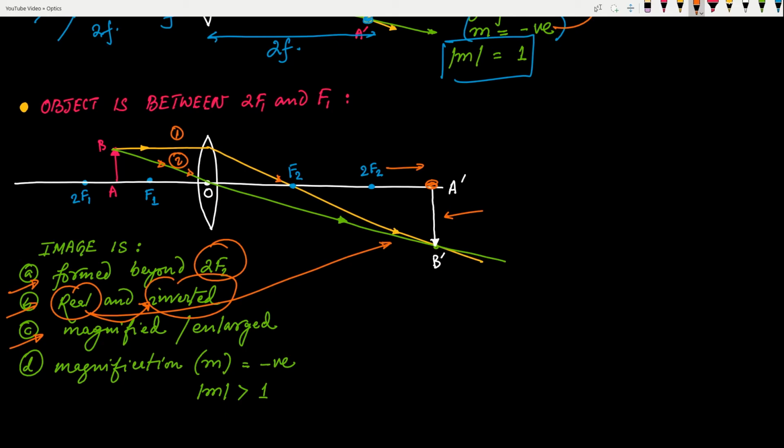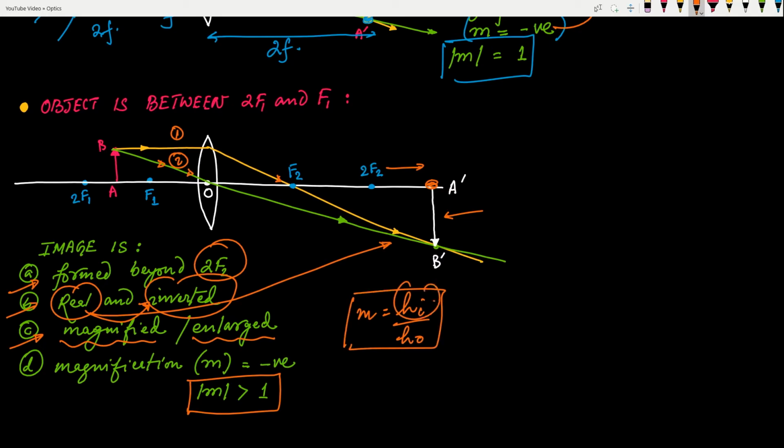Now our third point is about magnification. If you look into the image, then we'll see that the image is bigger than the object, so you can say that the image is magnified, or you can say it is enlarged. Therefore the magnification, that is the modulus of m, will be greater than 1, because we know m is equal to height of image by height of object. Now height of image is greater than the height of object, which is small now. Big by small will always be greater than 1. Therefore modulus of m will be greater than 1.